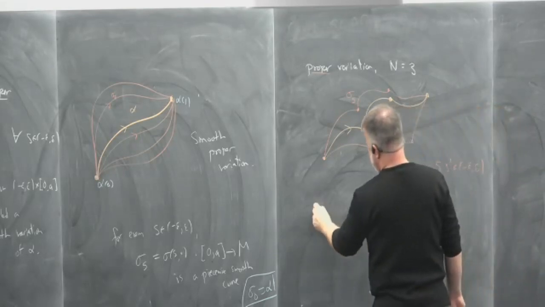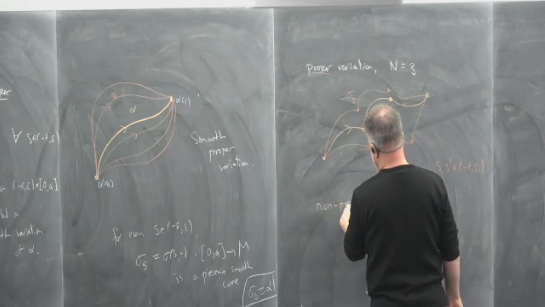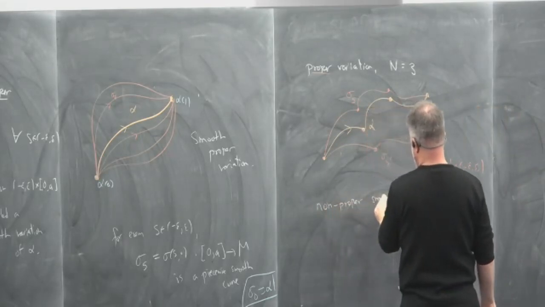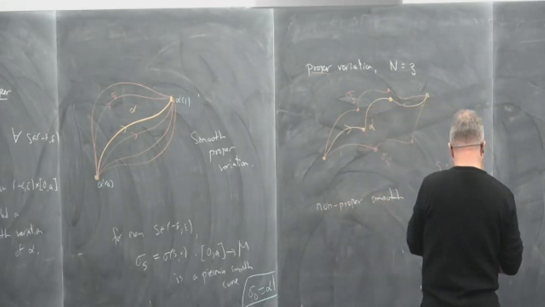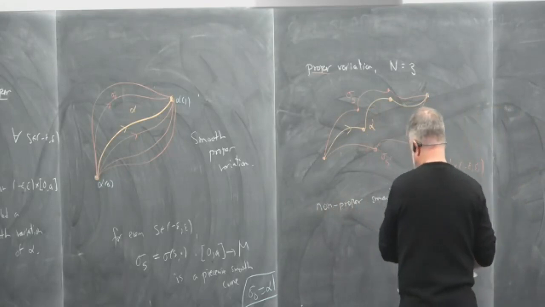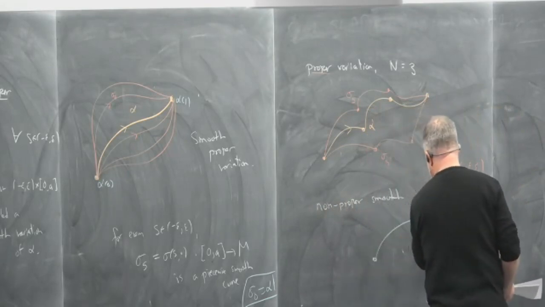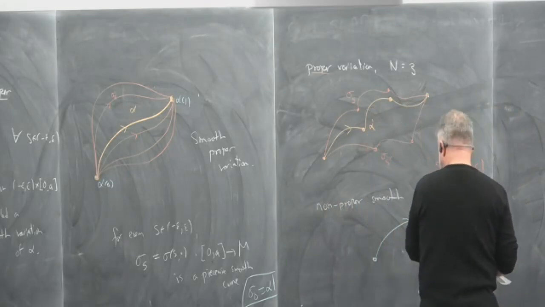And then let's try to draw a non-proper smooth variation. It's harder to draw these because they don't have to have fixed endpoints, but maybe this is alpha.